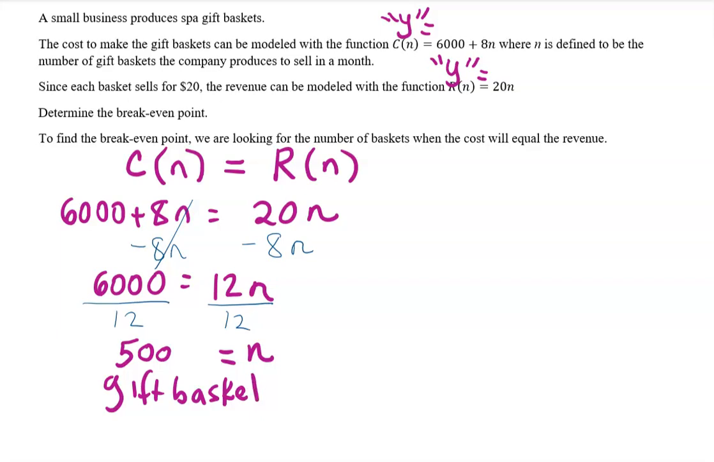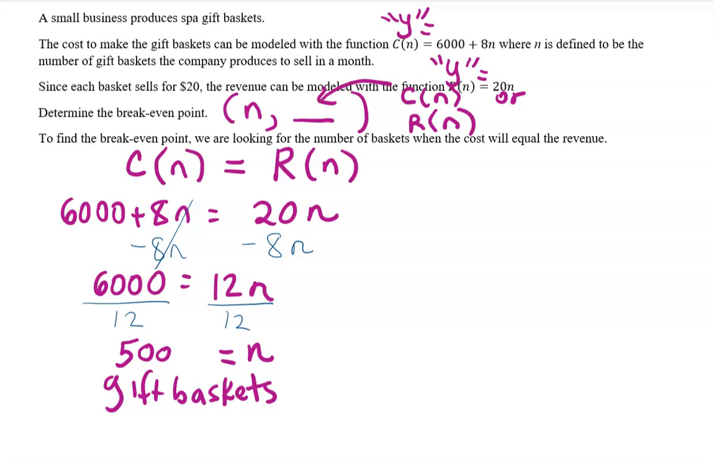Now, to find the break-even point, we really need our n, and then we need our y value. The y value can be found by either subbing in our n to C of n or subbing in our n to R of n. We should get the same result because if we go back to the beginning of this problem, we are looking for the number of gift baskets when the cost and the revenue are equal to each other. And depending on how the question is worded, we may also need to know what that cost and that revenue is, and it should be the same.